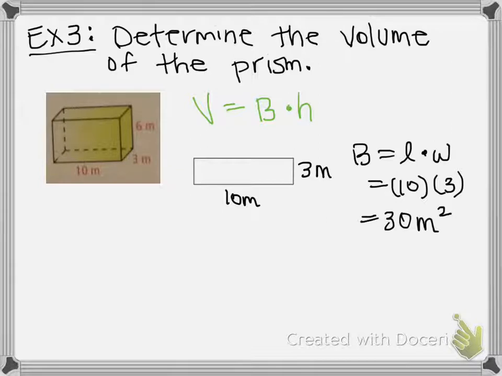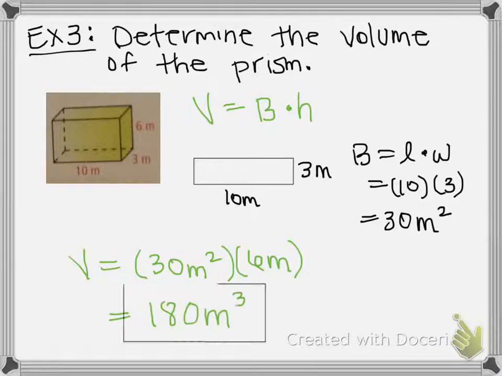So now I have to take that area of my base of 30 meters squared and multiply it times the height of 6 meters, which gives me a total answer of 180 meters cubed. Notice that here we do have meters squared times meters, which is how we get meters cubed. So that's just further proof that volume has units that are cubed.